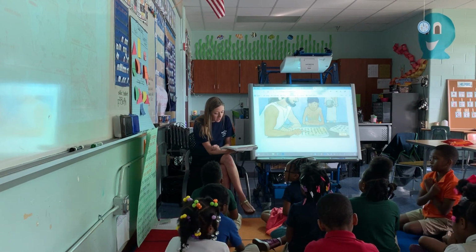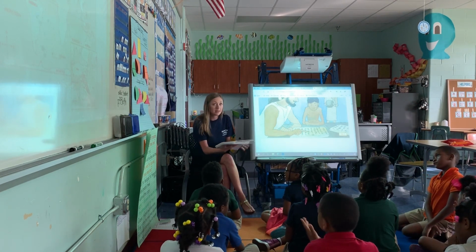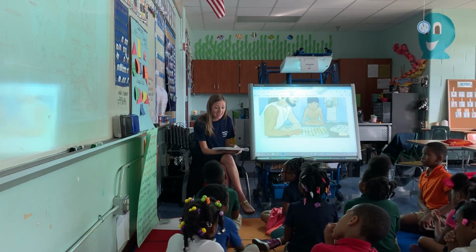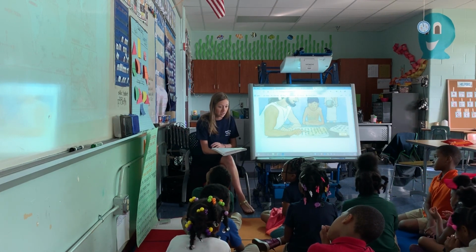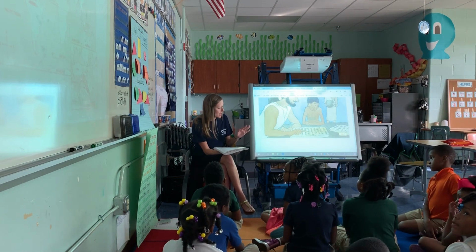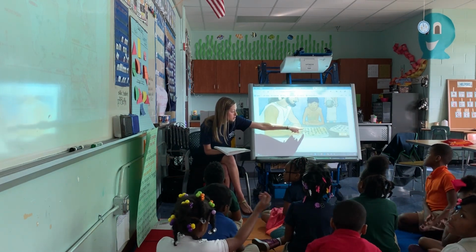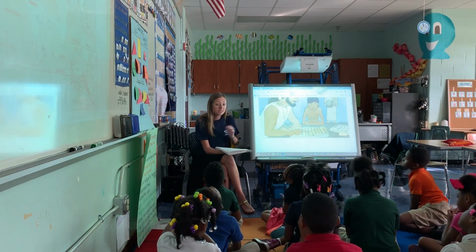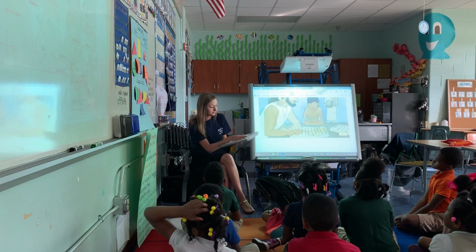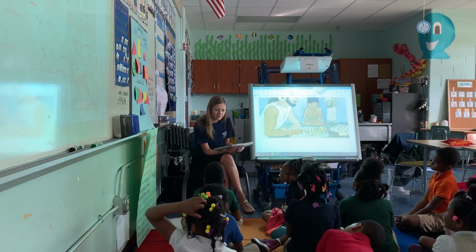Symbols are pictures or shapes used to stand for something else. The letters of our alphabet are symbols for the sounds that we say. For example, A is the symbol for the A sound. B is the symbol for the B sound. And just like in Mesopotamia, each one of those cuneiform symbols stood for a sound in the language that they spoke.